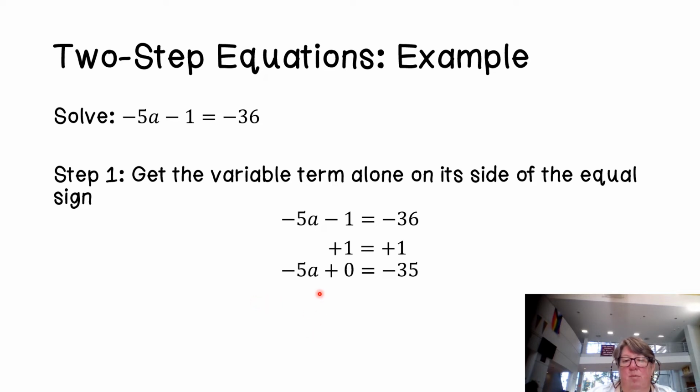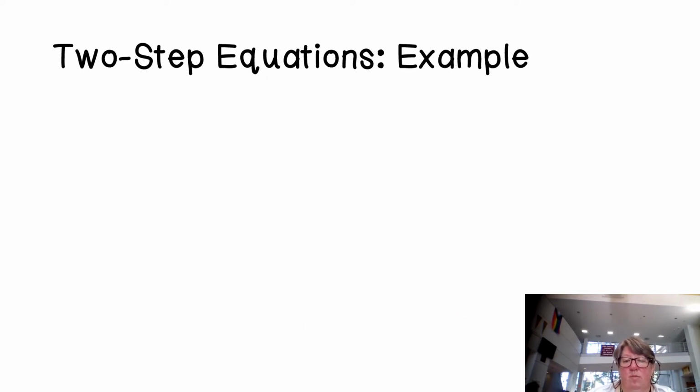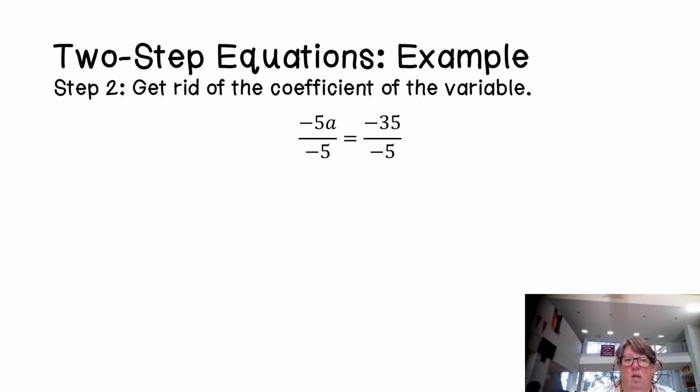And that becomes negative 5a equals negative 35. So now we have a one-step equation. Step 2 is to get rid of the coefficient of the variable. So we're going to divide both sides by that coefficient, which is negative 5. And when we do that, negative 5 divided by negative 5 becomes 1. And we end up with a is equal to 7.